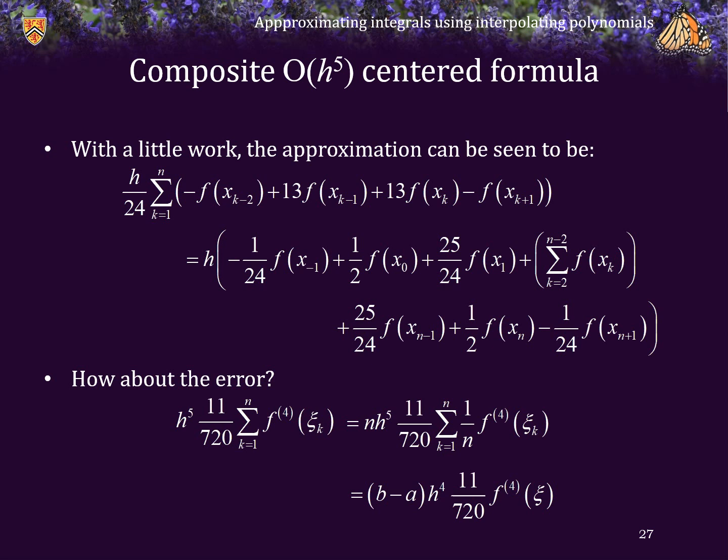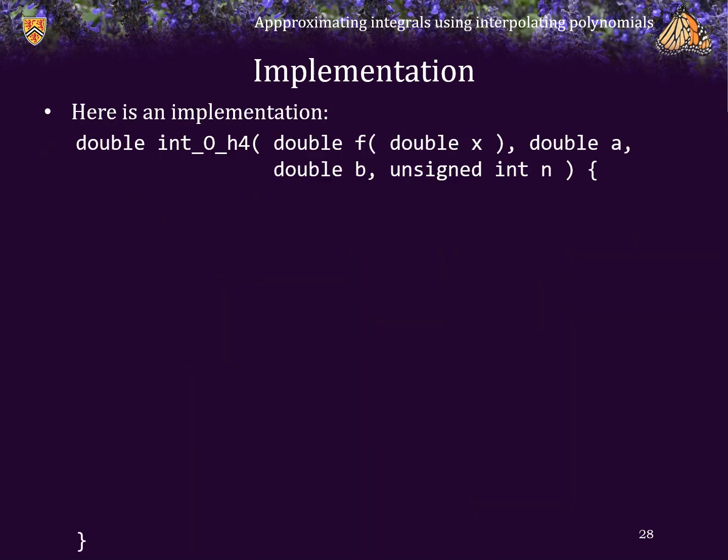So if we halve h, the error should go down by a factor of 2 to the 4, or a factor of 16. All right, let's implement this. So the error of this composite rule is order h to the 4.